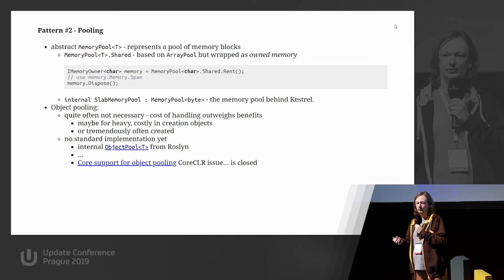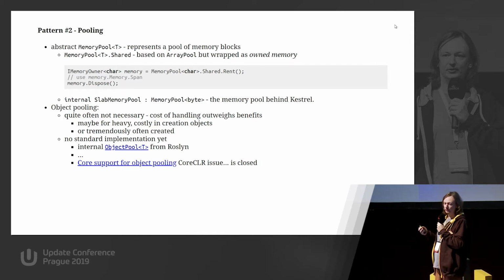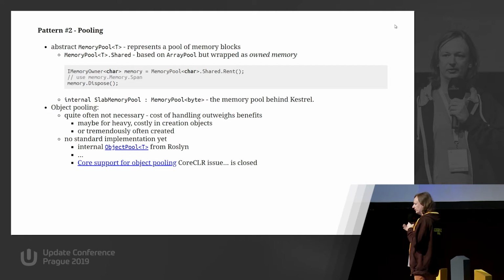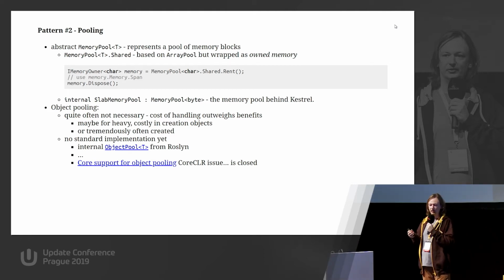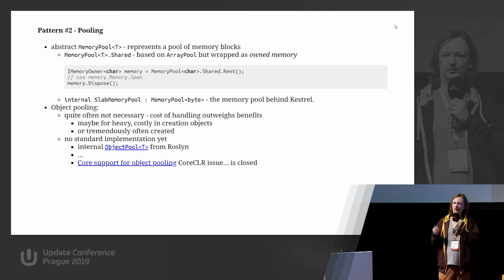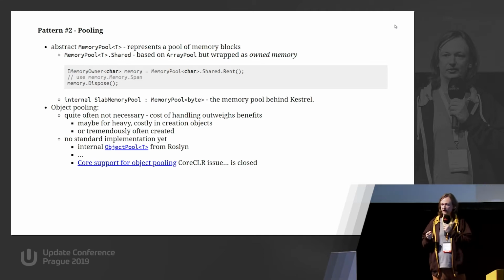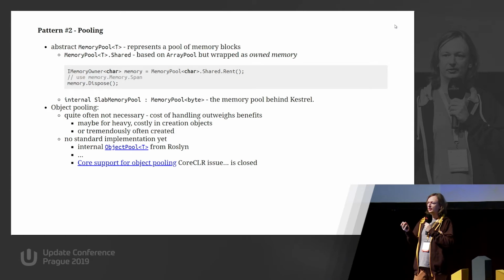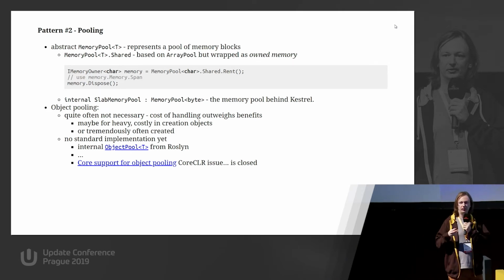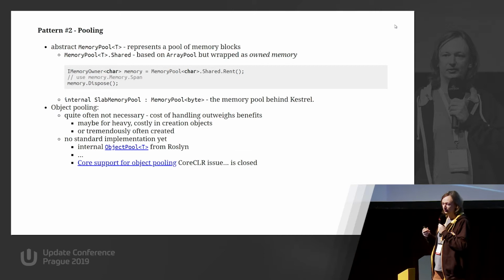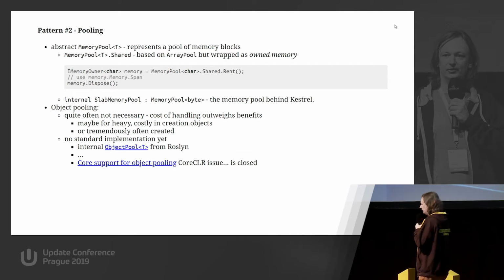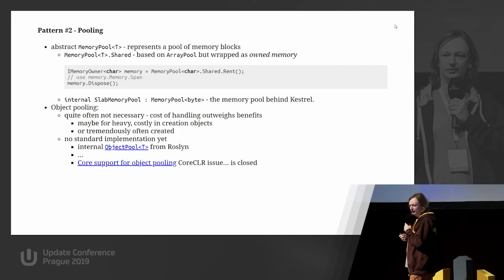So we have array pool, and we have the more abstract memory pool, which represents memory blocks and is underneath, in fact, also backed by array pool. But the shared instance of memory pool returns a memory which is disposable. So if you need a disposable interface for your memory object, you can use the memory pool shared instance because it is disposable. So the API is more convenient for some scenarios.